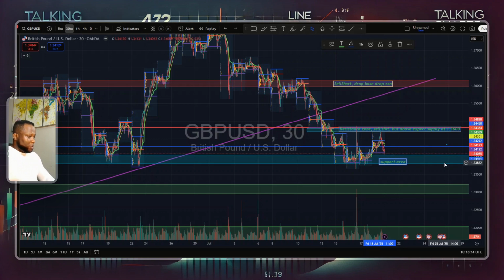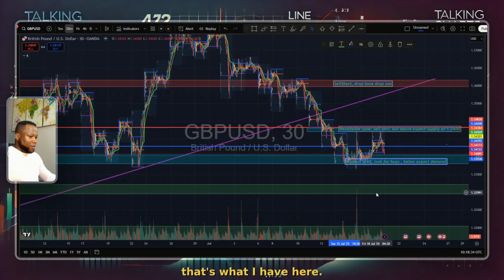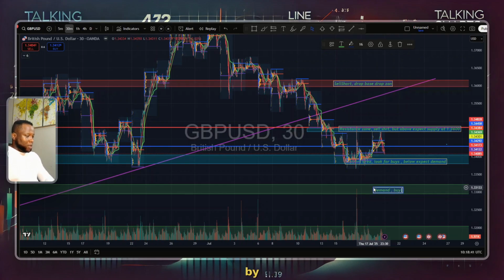Support area. Look for buys below. Expect demand. Okay, so that's what I have here. My demand zones will be right here for everyone to see. Okay, demand zone, buy long to some previous support.